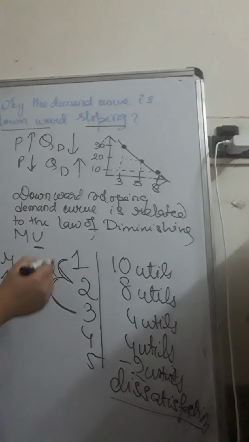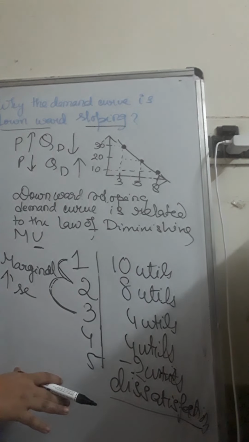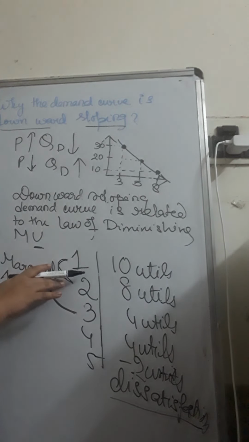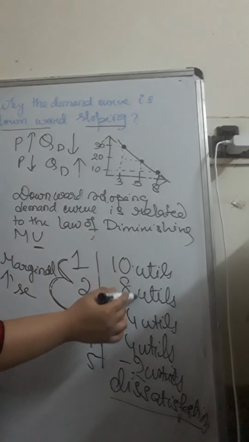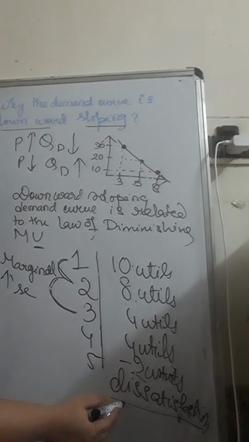So what you have understood from the theory is, as you increase the same product by 1 more unit every time, your utility keeps on falling, and a level comes when, instead of utility, you get dissatisfaction. So the first iPhone, if I purchase, I will get the maximum satisfaction.